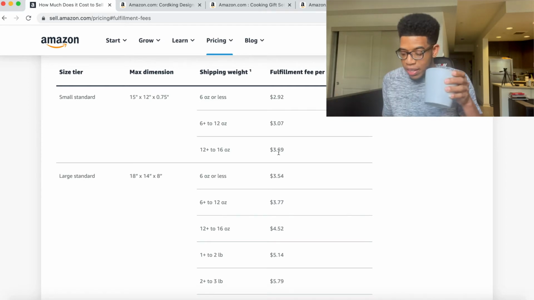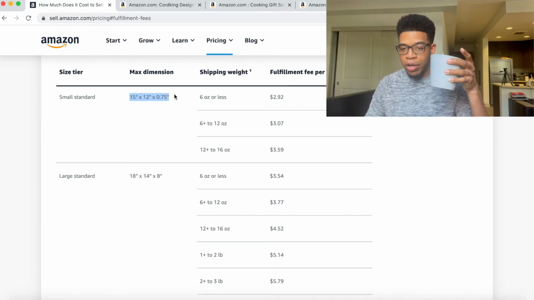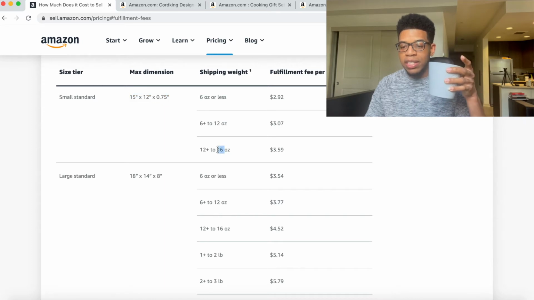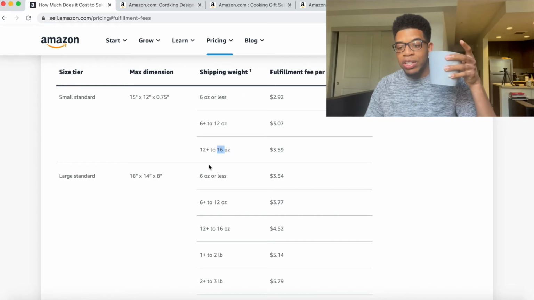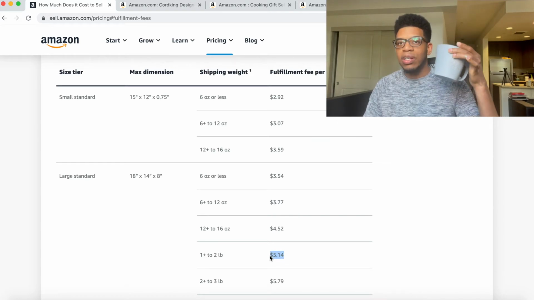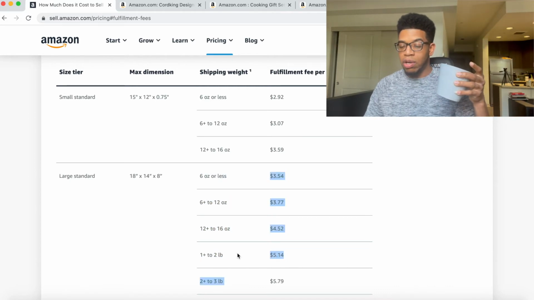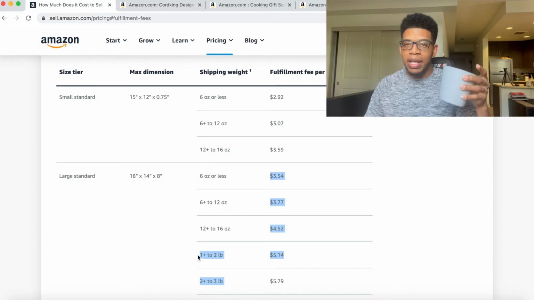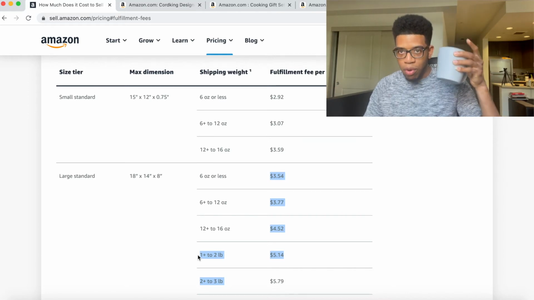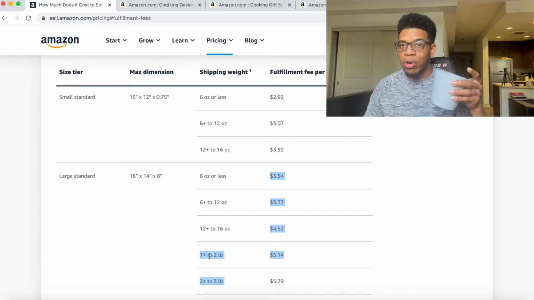Now, for this cup, even though the max dimensions are lower than this, since it is more than 16 ounces, and once again, 16 ounces is 1 pound, it's about 1.5 pounds. So it would no longer be eligible for this tier. And so we go from $3.59 to the next one, which would be around 1 pound to 2 pounds. And so we're paying $1.50 more just because it weighs more. And so you can easily see that even though the max dimensions are lower, the weight is higher, so the fee is $5.14, and they're going to be paying higher FBA fees because the items weigh more. For every single unit, you're paying $1.50 more per unit.